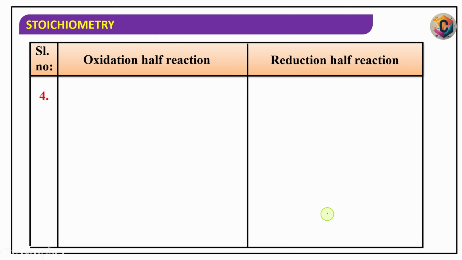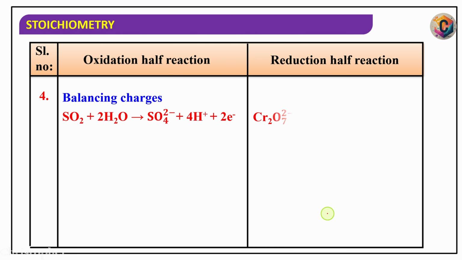Got it? So let's move on to the next step. Now we need to balance the charges. How can we do this? Here, since SO2 is a molecule, the charge over it is 0. H2O is also a molecule, the charge is 0. Whereas here, I have -2 charge, and here I have 4 positive charges.